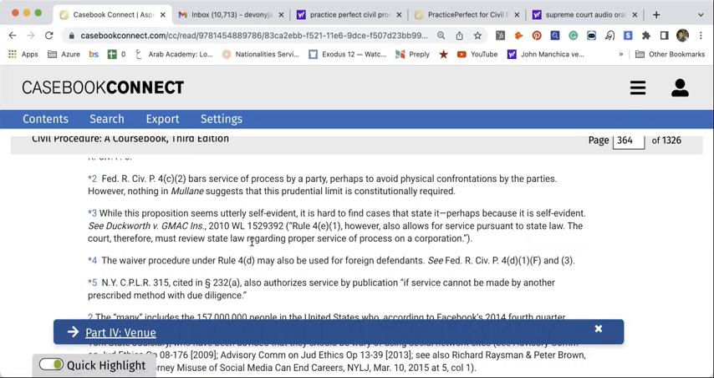While this proposition seems utterly self-evident, it's hard to find cases that state it, perhaps because it is self-evident. See Duckworth v. GMAC Insurance from 2010. However, one second, I have to plug myself in.